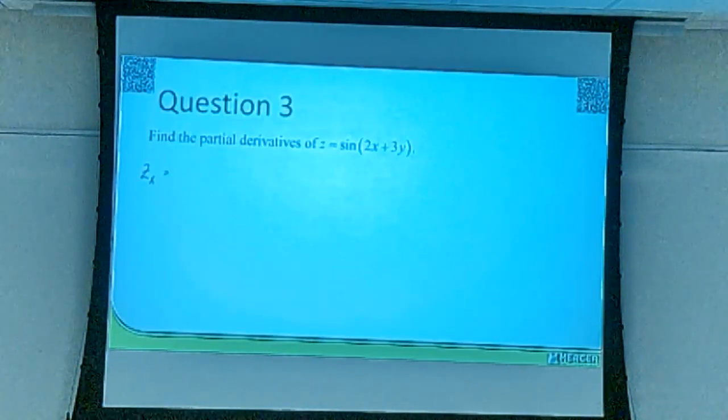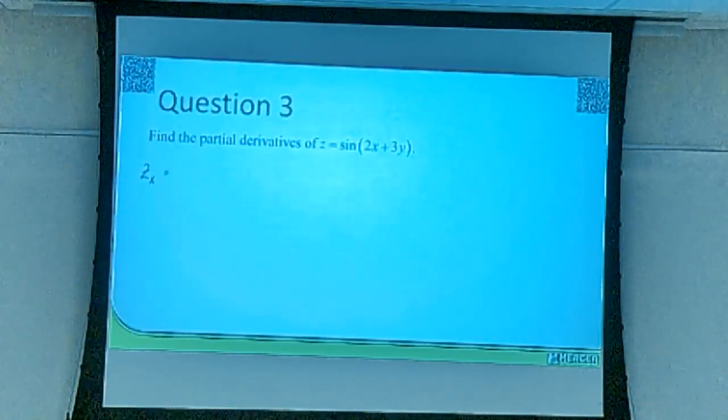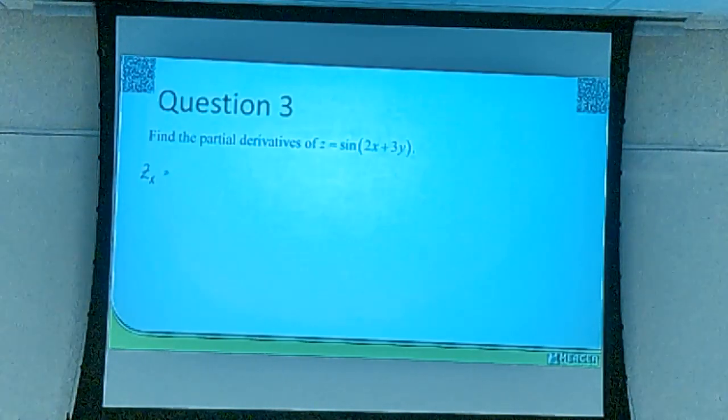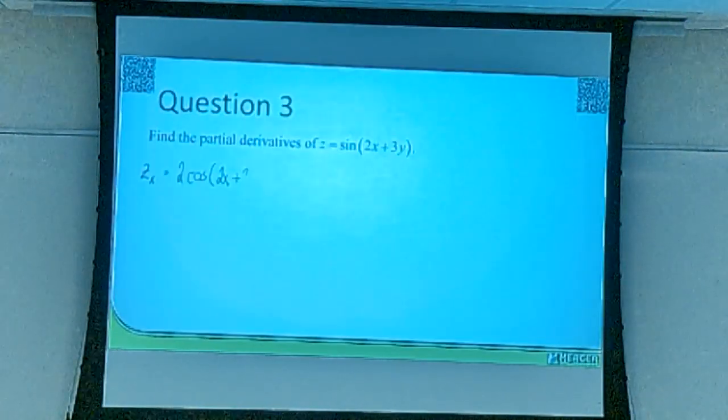What's the derivative of a sine? Now you have to do chain rule, right? Now what's the partial of the inside with respect to x? Just 2. Otherwise a constant. 3y drops away. There's your partial with respect to x.